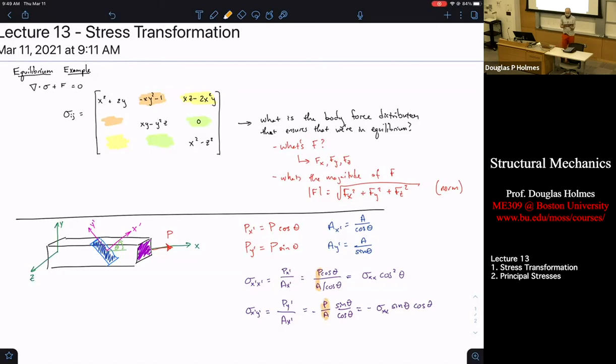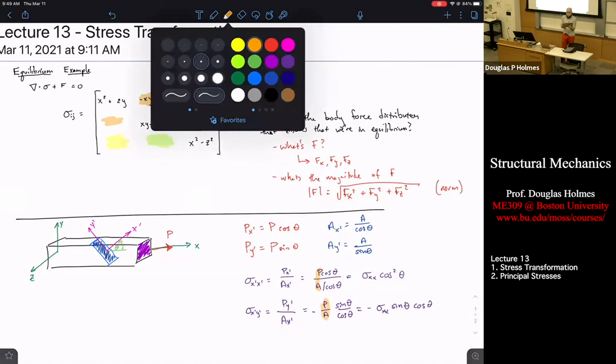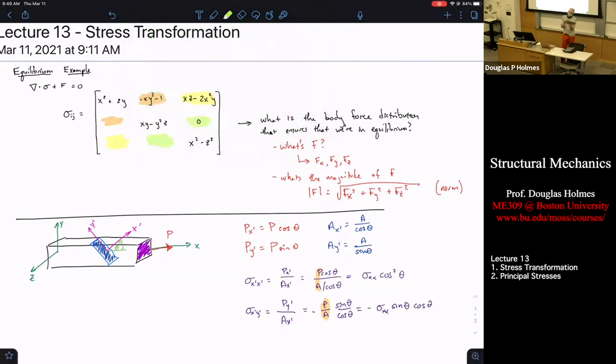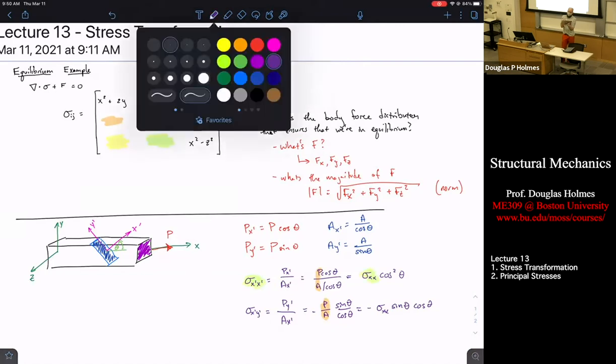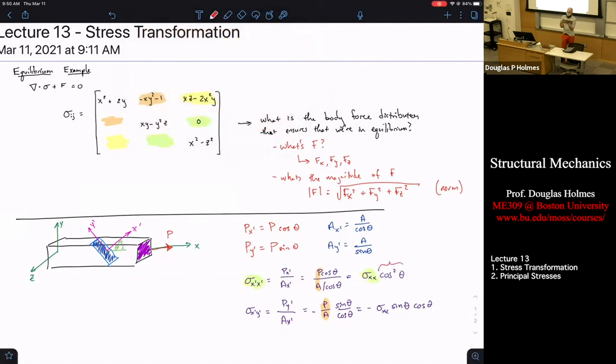I'll check my math on the sign of that, but the takeaway I want you to have is on the right-hand side of this equation. And we're going to do this in a more general way in a moment. But what I want you to see is that the stress in your new configuration is the stress in your old configuration times some function of the angle you've rotated it at. In this case, that function is cosine squared. In this case, that function is sine theta cos theta.